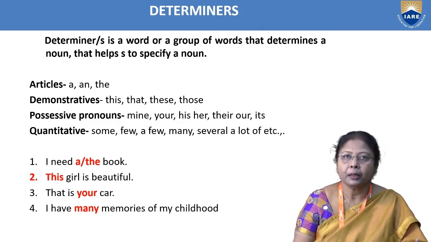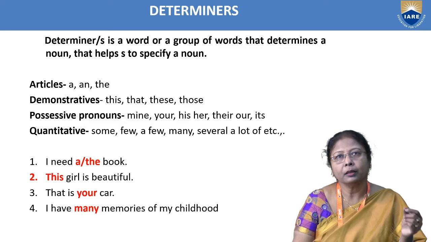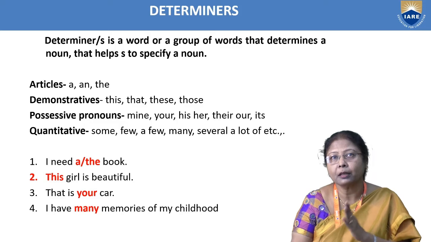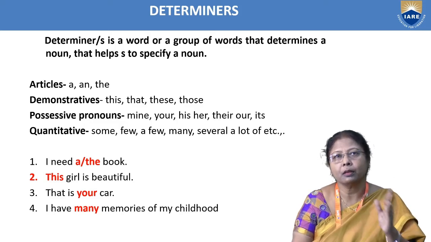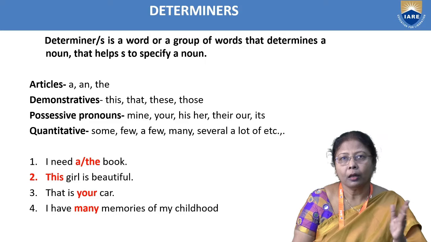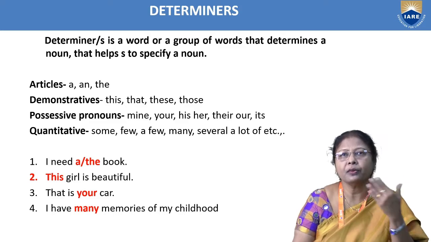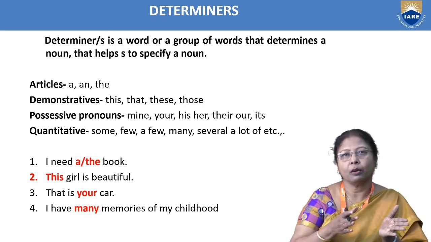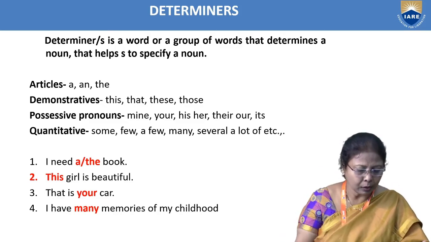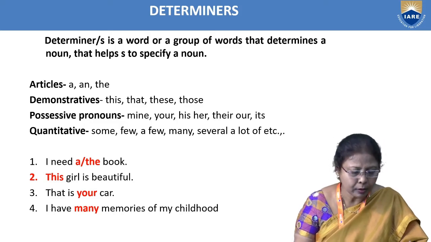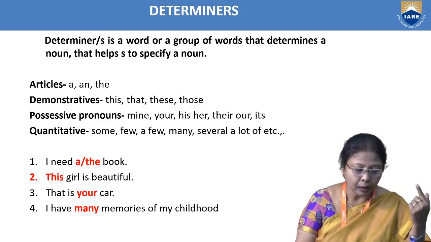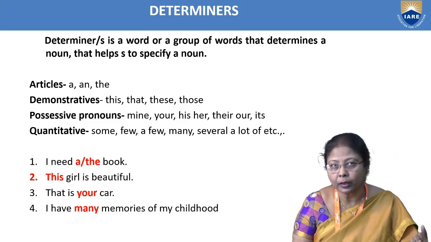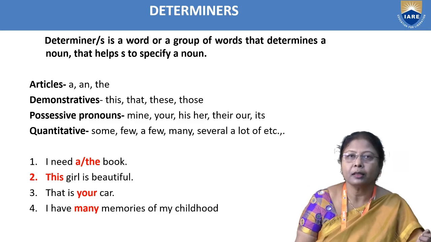So first of all, determiner. A determiner is a word or a group of words that determines a noun, or that helps to specify a noun. So a few subdivisions are there in these determiners also. A few types. One is article, second one is demonstratives, third one is possessive pronouns, and fourth one is quantitatives.